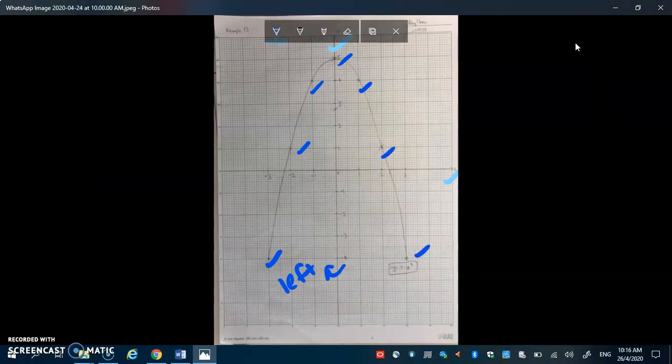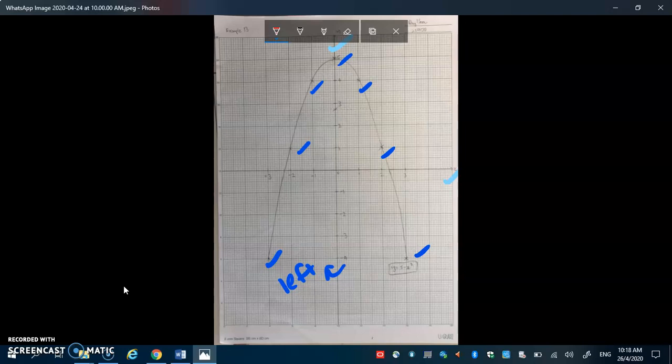So double check that all your points are plotted accurately. If not, your curve will not even be smooth. You will not get a nice curve like this. Once you've plotted all the points, use your French curve or your flexi curve or your freehand and draw a nice smooth curve passing through all the points. It should be really smooth. You shouldn't have hairy lines or any kinks along the way. It should be symmetrical, it should be smooth. There should only be one stroke throughout the graph. So more or less, this is how your graph looks.